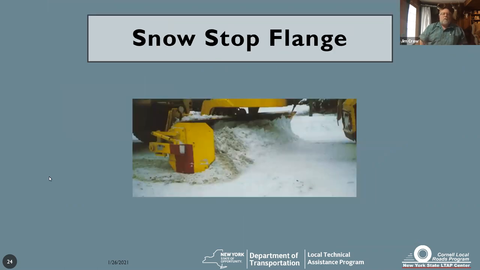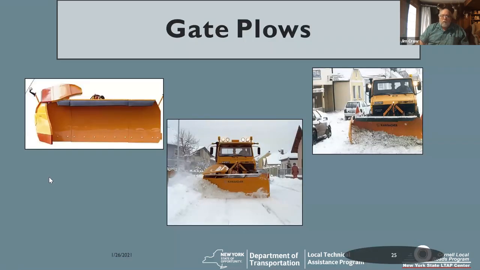Side flanges, very similar to a box scraper. It's nice if you have something like this, it can stop you from building windrows. These are the removable type that you can drop down and pick up, which are extremely handy, especially if you're in the cities and stuff like that, would be great.